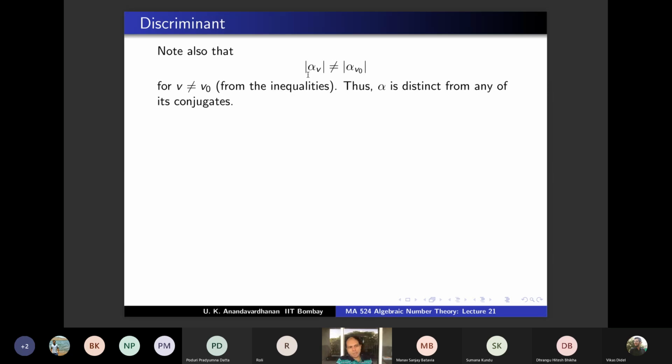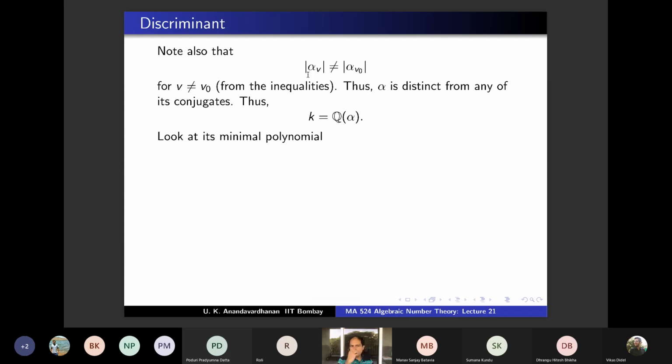And in this complex place V naught also, alpha and alpha bar are distinct. Okay, so from this what you can conclude is, alpha generates the field K over Q because it is distinct from all its conjugates. And at the complex place also, alpha and its bar are distinct, so there is enough linear independence you are getting out of alpha. Okay, so alpha generates the field K.